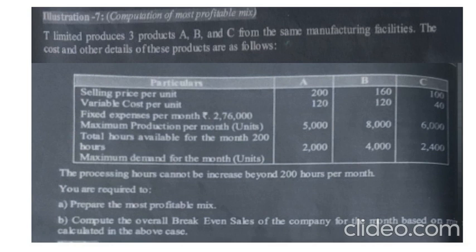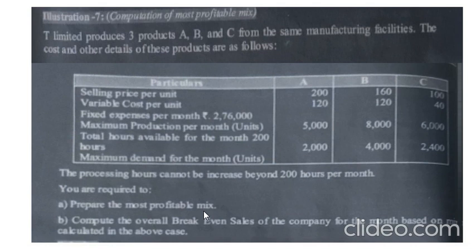So we need to know, if it cannot increase beyond 200 hours in a month, how many units can be produced in an hour. As hours are mentioned here, everything will be based on hours. You are required to prepare the most profitable mix. When they ask you to prepare the most profitable mix, that means you are supposed to rank and find out which product gives you the most profit.